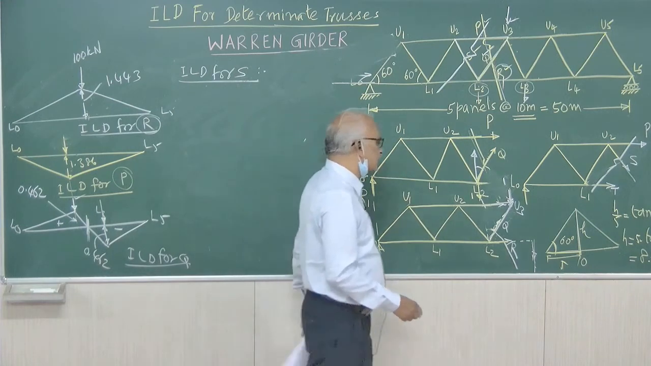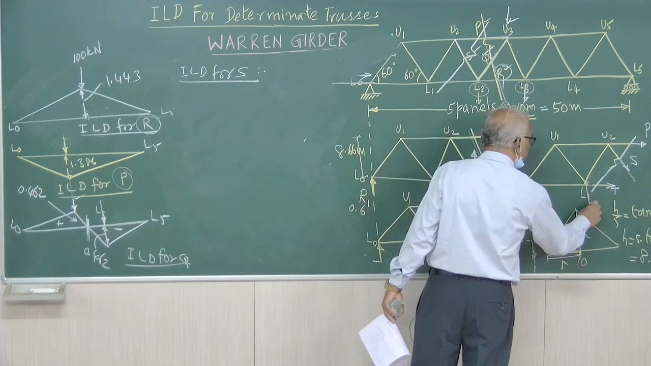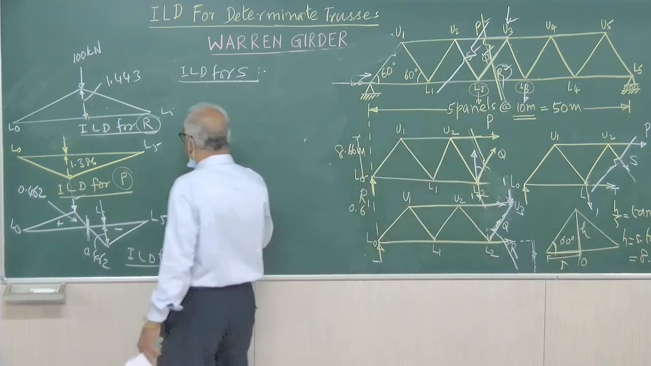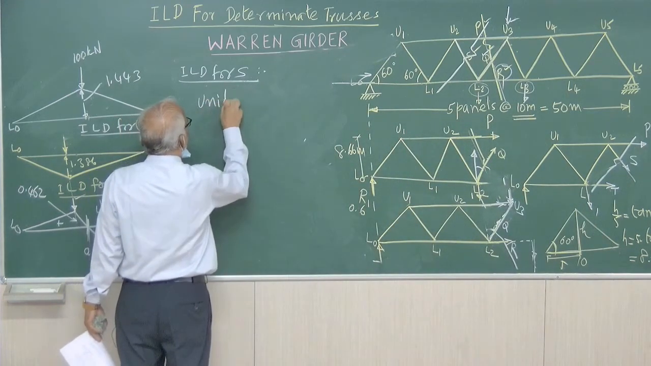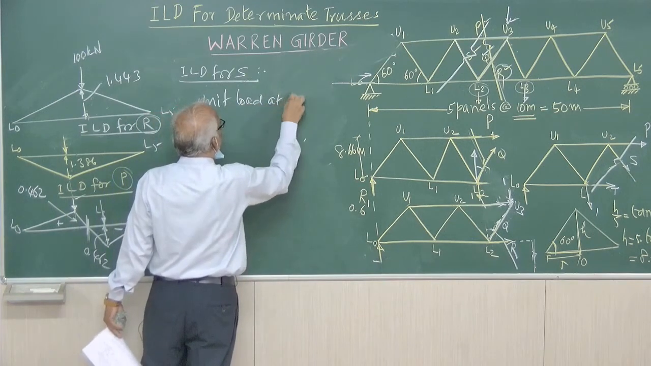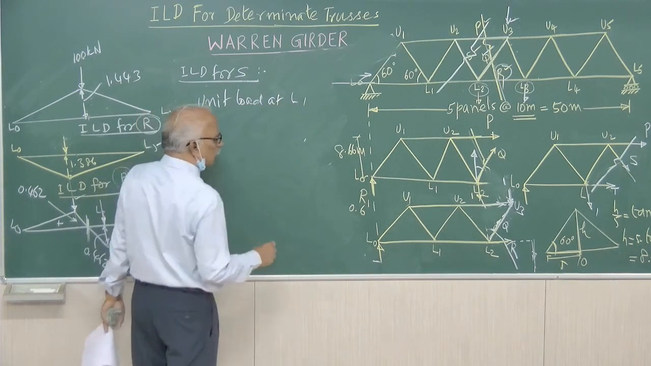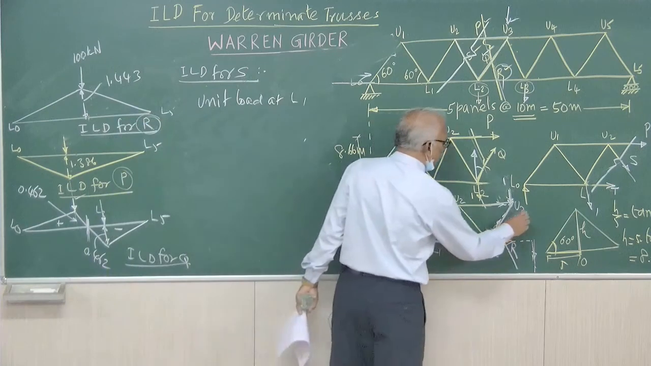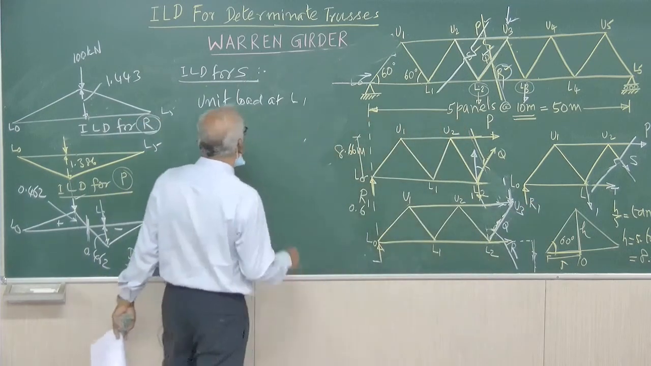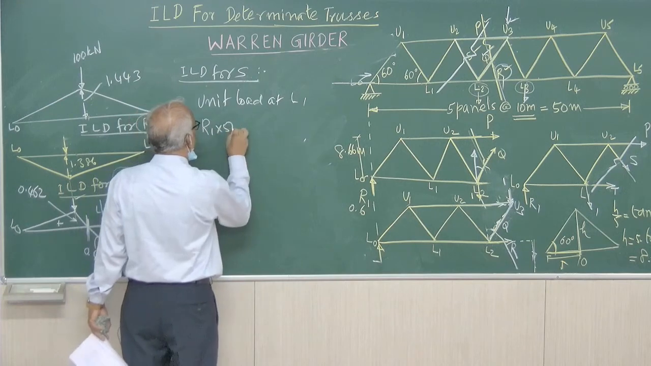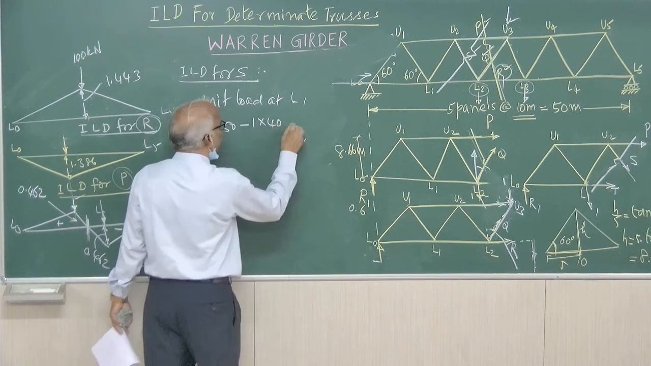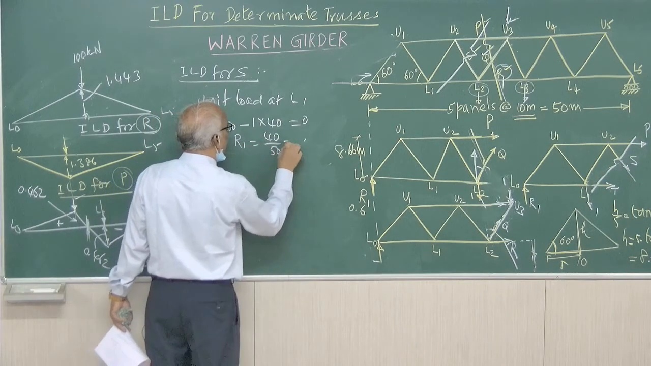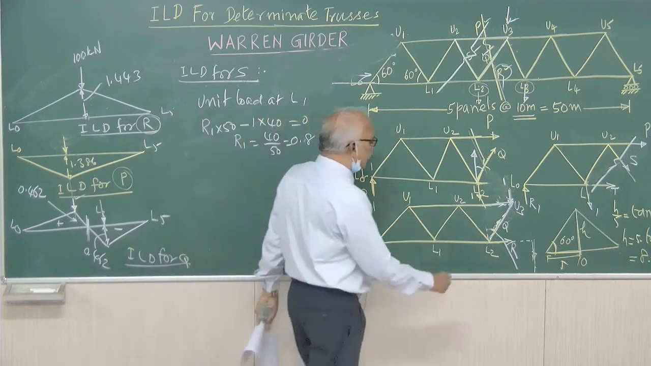Let us first apply the unit load at L1, to the left of the cut section. Therefore, when it is at L1, when you take moment about the right support, imagining the whole truss, let us say R1. R1 into 50 minus 1 into 40 equal to 0, or R1 equal to 40 by 50 equal to 0.8. So, this reaction equals 0.8.